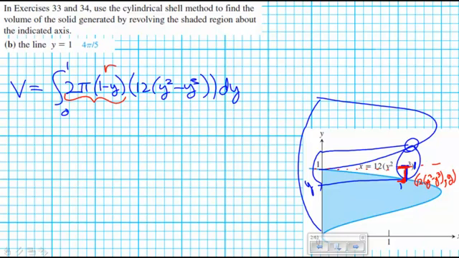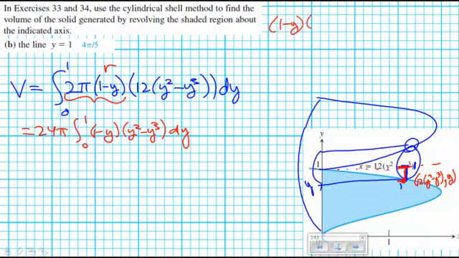All right. Let's factor out the 24 pi again. Integral from 0 to 1 of 1 minus y times y squared minus y cubed dy. I don't think I can use the substitution method here. Because if I do u equal y squared minus y cubed, I get a y squared. I don't see any y squared to cancel out with. So it looks like I'm going to have to expand that.